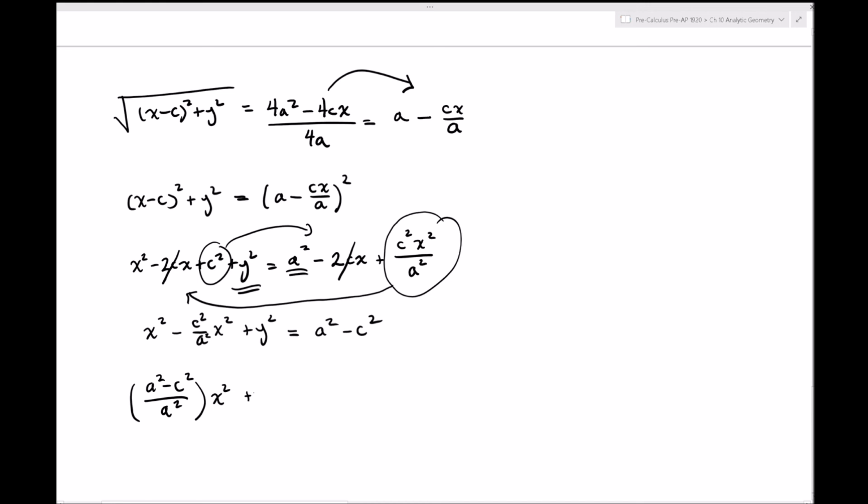Plus y squared is equal to a squared minus c squared. Oops, and I put b squared. c squared. It's because I kind of have the Pythagorean theorem in my mind and I want to write out a squared and b squared together. So it's a squared minus c squared. That's actually not a bad thought because there's a relationship between a squared, b squared, and c squared.